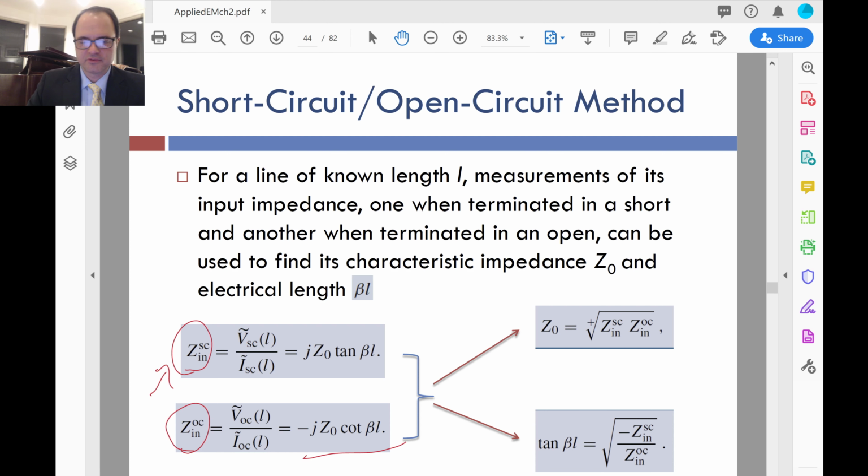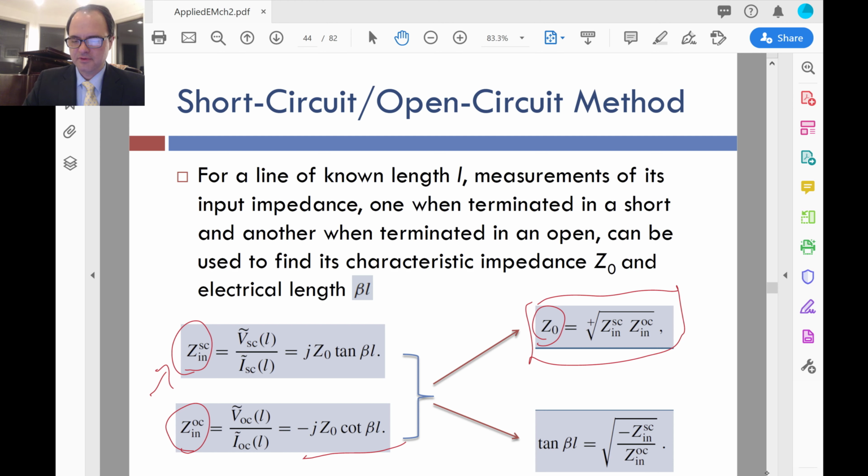You will get two numbers, and if you multiply these two things together, you see the cotangent will cancel out with the tangent. j times j is minus 1, but you have a negative there. So you only have a Z naught squared on the right-hand side of the product of Z short circuit and Z open circuit. You take the square root, and that allows you to calculate this important number for the transmission line, namely the characteristic impedance of the line. And that's great.